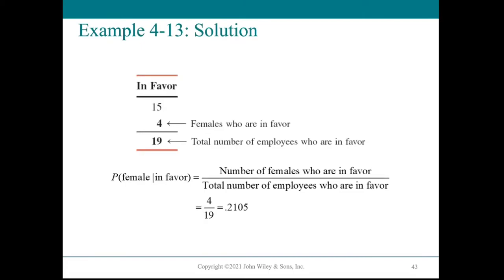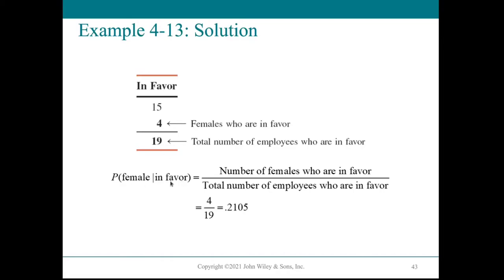So look at the calculations now. First, we need to consider how many are in favor. We have a total of 19 employees in favor, and among them, there are 4 females. So the calculation now becomes the number of females in favor, which is 4, over the total number of employees who are in favor, which is 19. Take note of the difference in the notation. Previously, it's in favor given that the respondent is male. Now, the probability is a female given that the respondent is in favor.